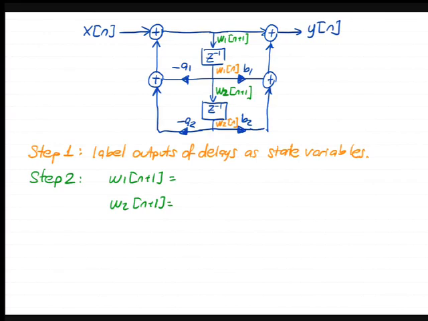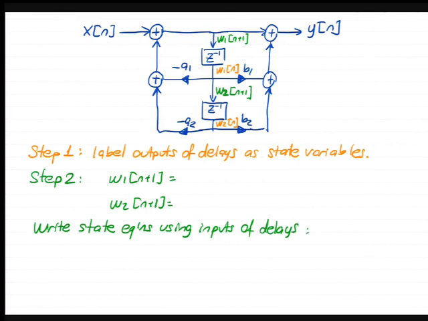Okay, so step 1 said label outputs of delays as state variables. Step 2 says, okay, let me find a way. So write state equations using inputs of the delays, because they give you Wi of n plus 1, right? But how do I know what that's equal to? Well, I have to look at the interconnection, the structure of the block diagram. The block diagram is going to come into play somewhere, right? And this is where it comes into play. Step 2 is where it all happens.